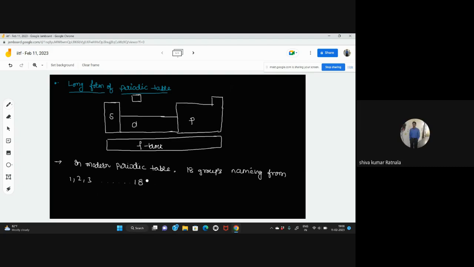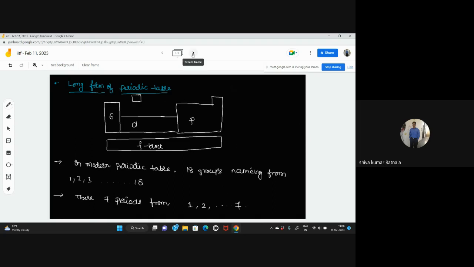Now in the modern form of the periodic table, there are 7 periods. Periods mean horizontal rows, right? Yes, sir. Named from 1 to 7. And this periodic table, based on the electronic configuration also, was divided into different groups and periods, that is S block, P block, D block, and F block.